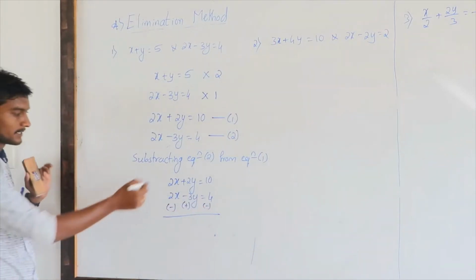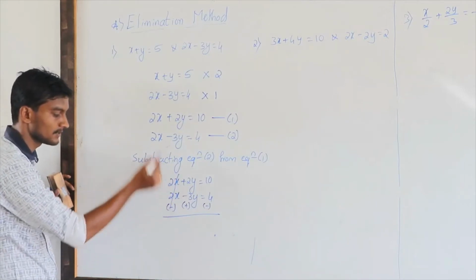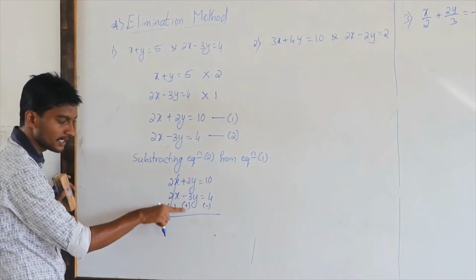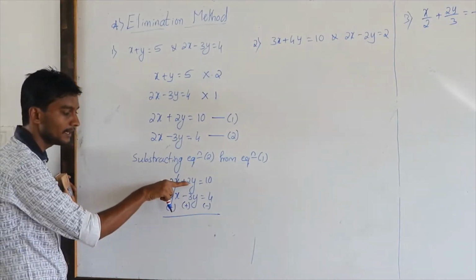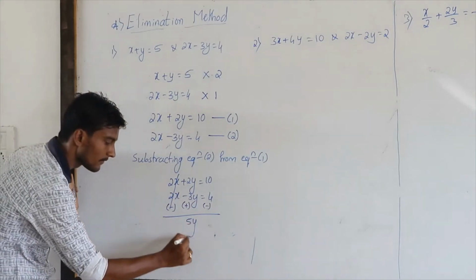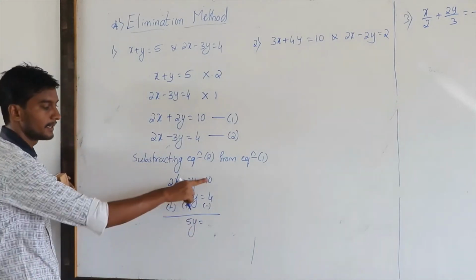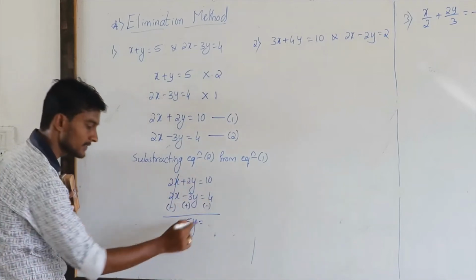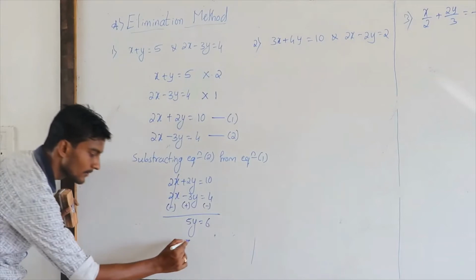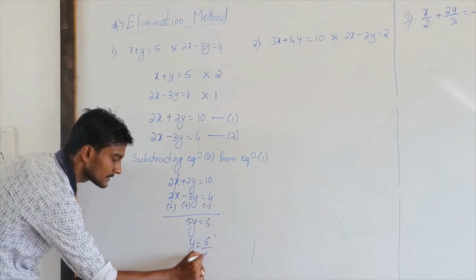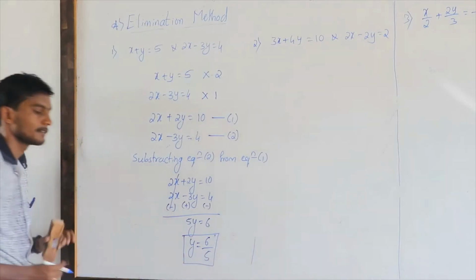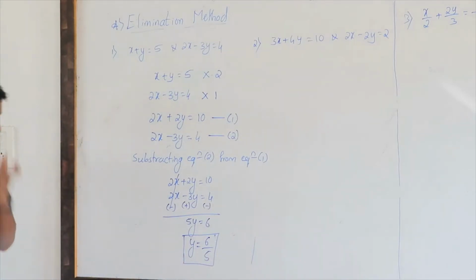Now observe this here, students. 2x minus 2x, these two will get cancelled. For 2y, consider this sign, not that sign. 2y plus 3y is 5y, is equal to 10 minus 4. 10 minus 4 is 6. Therefore, y is equal to 6 divided by 5. If you take that side, divided by 5. 6 divided by 5. Y value we have got.